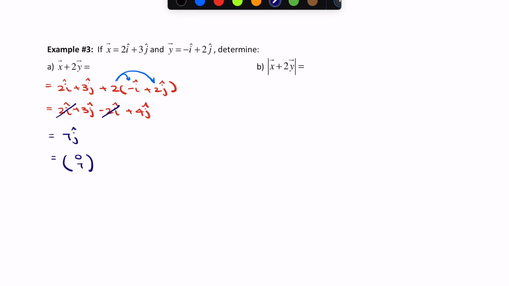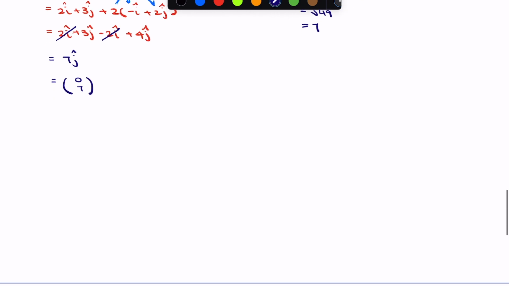Here, if we find the magnitude, again, square root of a squared plus b squared. So here, our a squared is 0 and our b squared is 7. So 0 squared plus 7 squared, which is equal to square root 49, which is equal to 7. And so here, again, we determined vector x plus 2y, and then we found the magnitude as well.